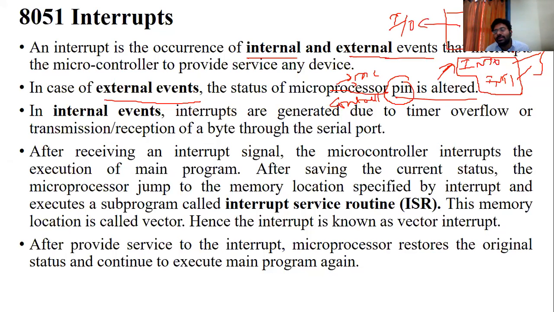So all this happens in the port. As well as some internal events are also active. How do these internal events, nothing but internal interrupts, occur? Due to timer overflow or transmission or reception of a byte through the serial port. And the external events are connected by INT0 and INT1.